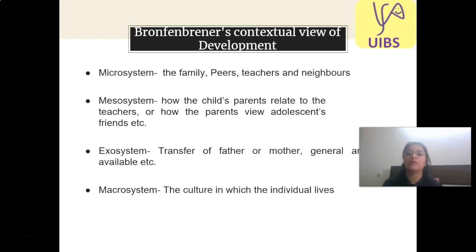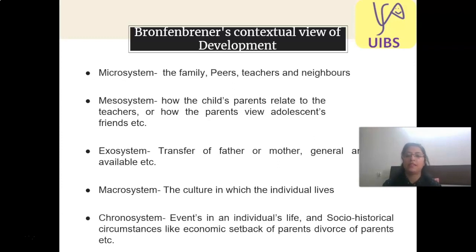Macro system: the culture in which the individual lives. So the society, the culture that we grow in, there are different moral principles or ethical principles or rules of how a culture defines the development, or how a culture determines what one should behave like, or what one should not do. So different aspects of culture, how they impact our experiences, our knowledge, our understanding of things, determines a lot in terms of our development.